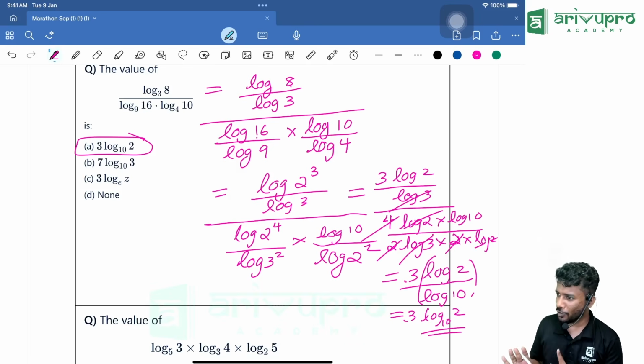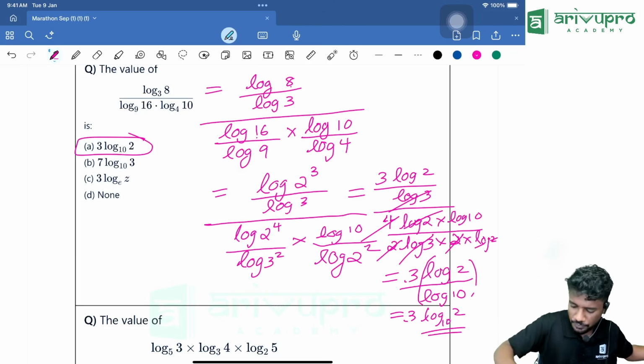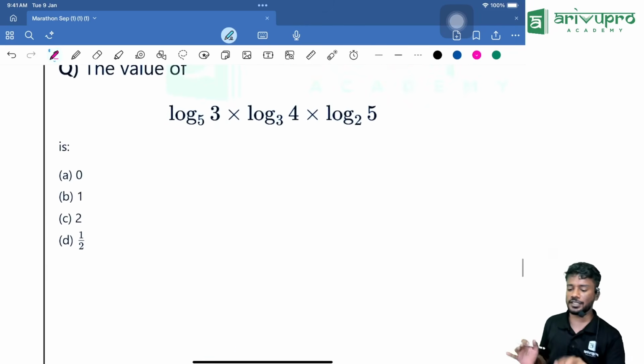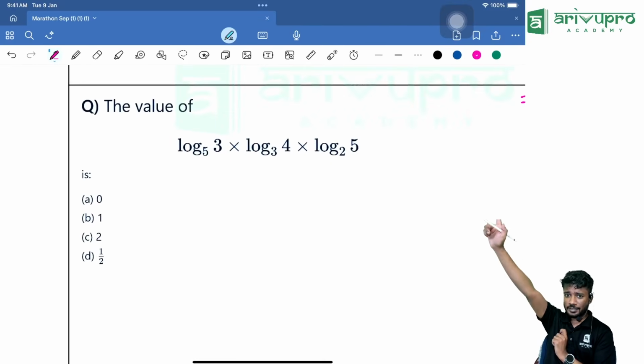Whenever the base is not the same, split the base. That is the only method to get the answer, or the easiest method to get the answer. Now, look here. Is the base the same, people? What are you going to do?